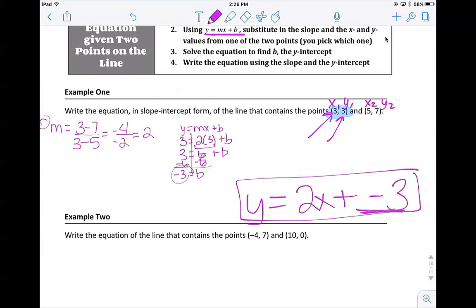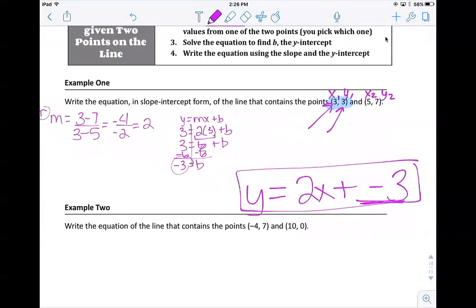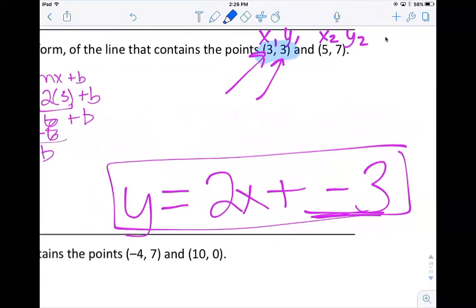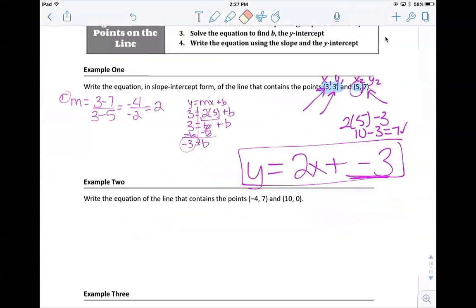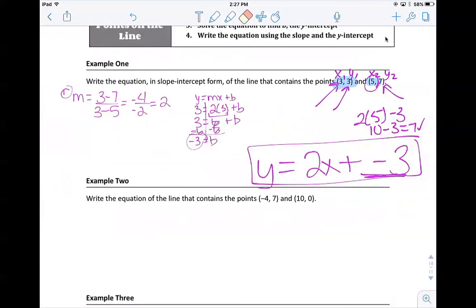And then you can always check. So let's say we plug in the second point to check. Well, we are going to replace our x with a 5. So 2 times 5 minus 3, we want to make sure that it equals 7. Well, 2 times 5 is 10. 10 minus 3 equals 7. It checks out. So you can always check to make sure you're right by plugging in that other point.